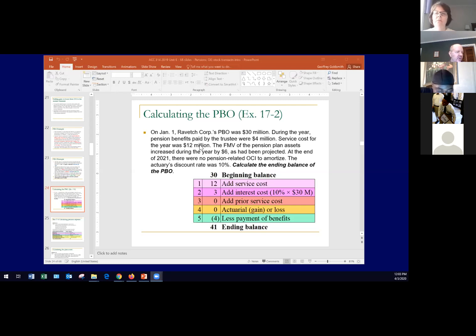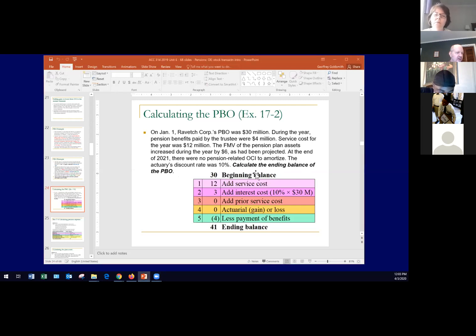Service cost for the year is $12 million. That's how much they earned during the year at the present value. Fair market value of the pension plan assets increased during the year by $6 million as had been projected. At the end of 2021, there were no pension-related OCI to amortize. The actuary's discount rate was 10%. So we'll calculate the ending balance of the PBO.